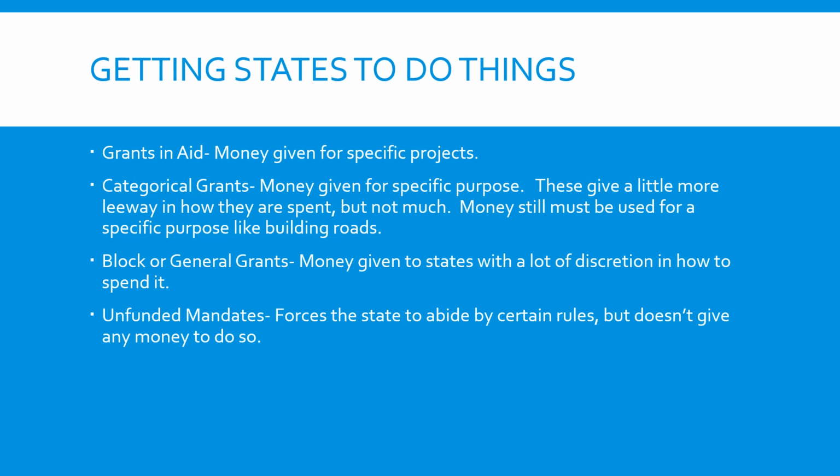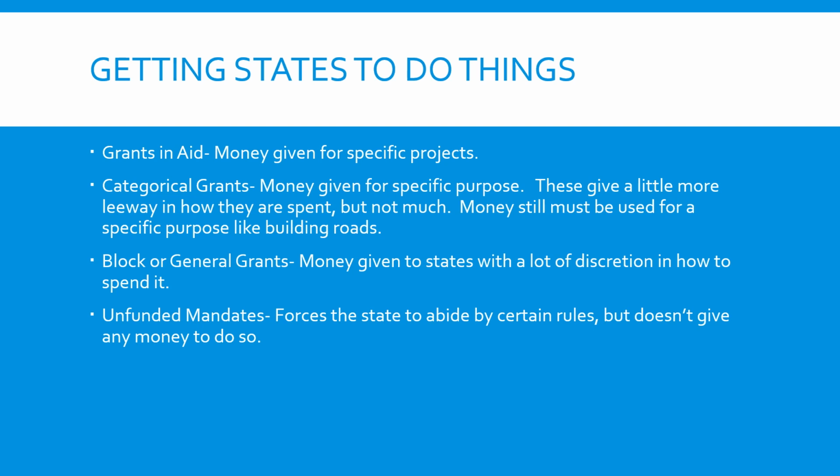Other grants are a little looser, but not very much looser. Those are called categorical grants. Those are money given for a specific purpose. It's not a specific project, but a specific purpose. For instance, the federal government gives South Carolina money to rebuild after a natural disaster, let's say, a hurricane. And so it says you're going to rebuild your bridges and roads after the hurricane. It's not a specific bridge, it's not a specific road, but South Carolina couldn't use that money for education. They would have to use that money to build roads and bridges that were damaged by the hurricane.